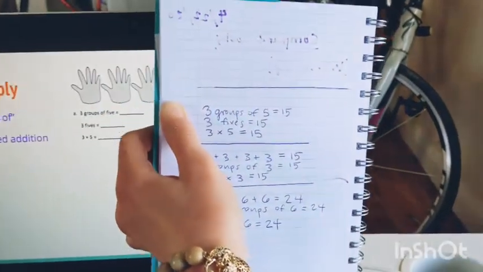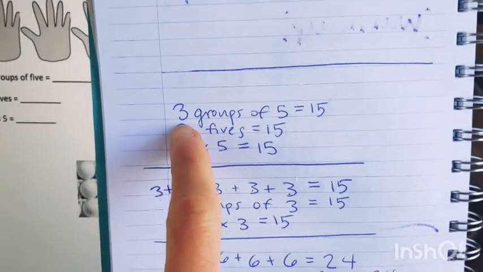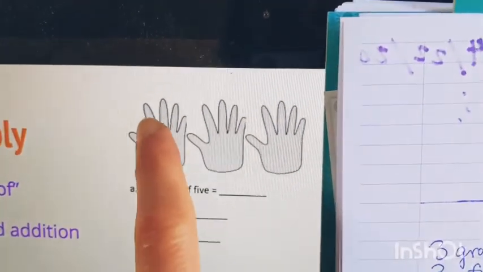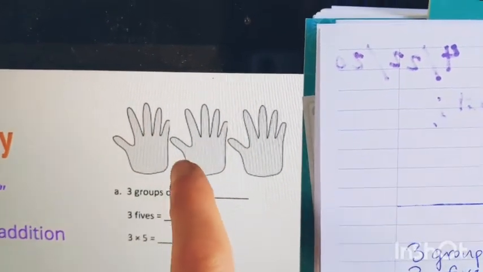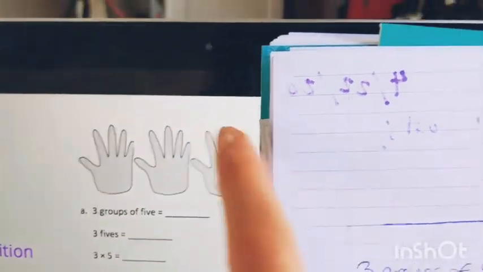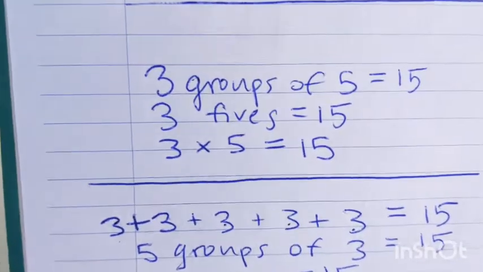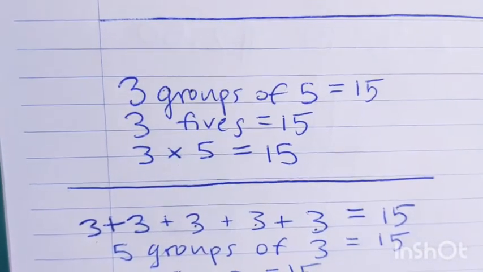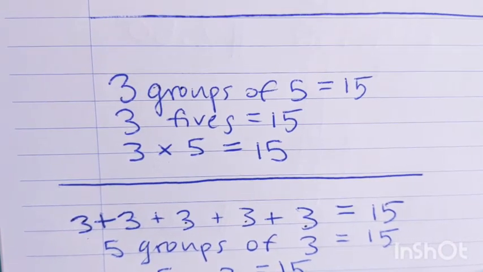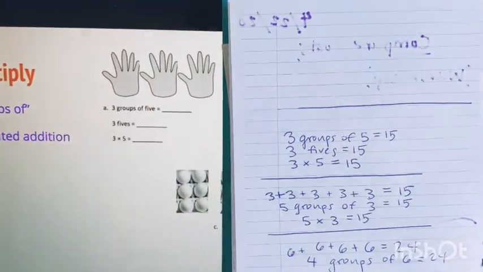For the first one, we have 3 groups of 5. So I wrote down that if I have 3 groups of 5, I can count them. 1, 2, 3, 4, 5, 6, 7, 8, 9, 10, 11, 12, 13, 14, 15. So I wrote down a 15. The other way of thinking of this is that 3 5s is 15, or 3 times 5 equals 15. So the total number of fingers in this first one is 15.